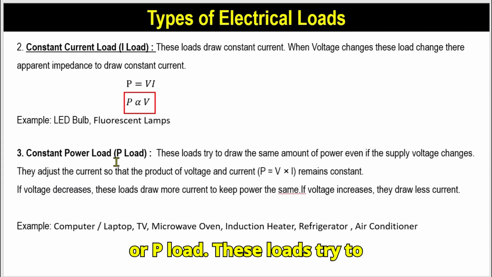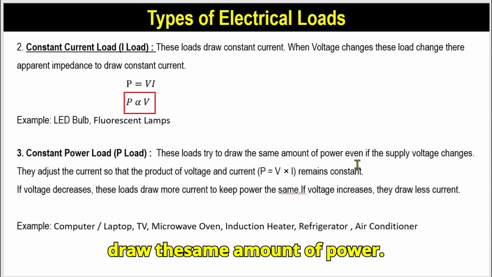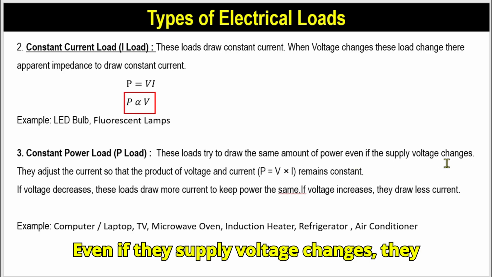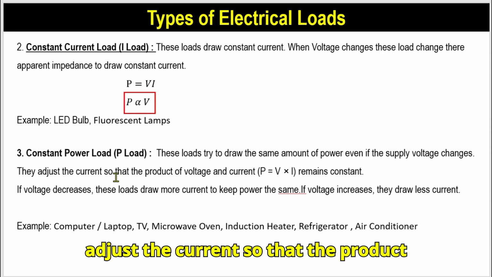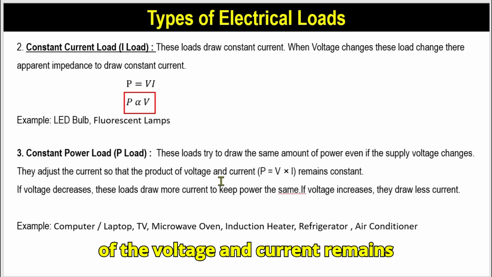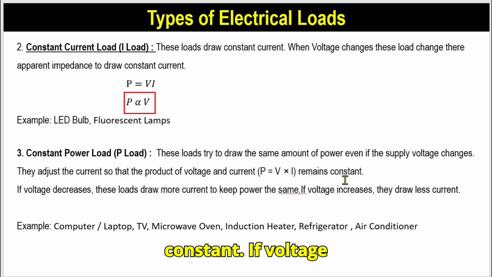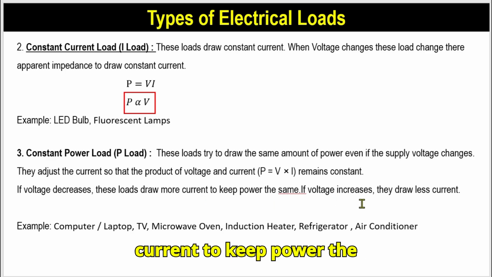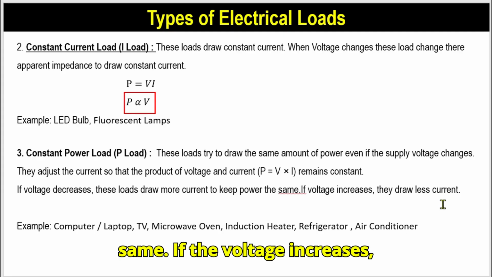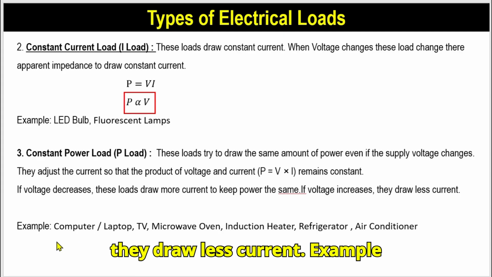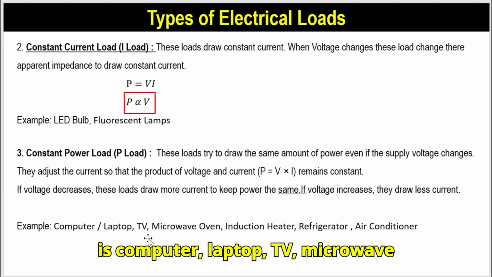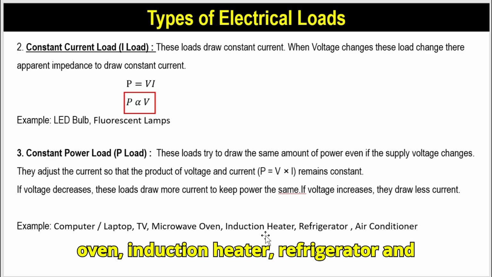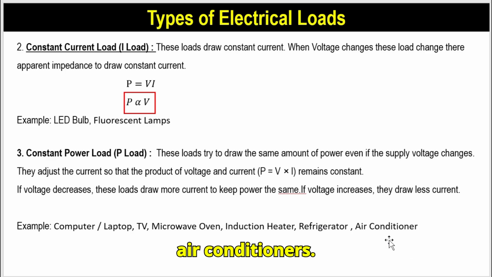Third, constant power load or P load. These loads try to draw the same amount of power even if their supply voltage changes. They adjust the current so that the product of the voltage and current remains constant. If voltage decreases, these loads draw more current to keep power the same. If the voltage increases, they draw less current. Examples are computer, laptop, TV, microwave oven, induction heater, refrigerator, and air conditioners.